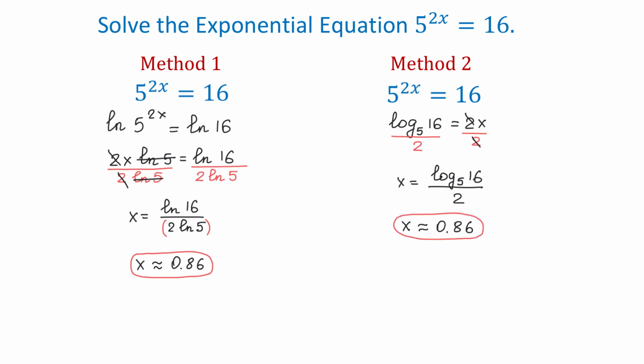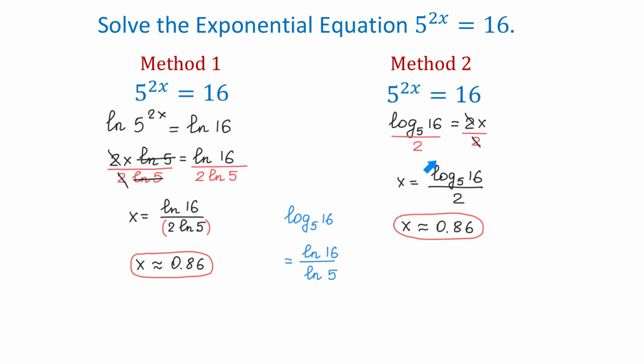0.86. Now, if your calculator has only common and natural logarithms, then we will need the change of base formula to rewrite the log base 5 of 16. So if we use the change of base formula and the natural logarithm, then we will write log base 5 of 16 as natural logarithm of 16 over natural logarithm of 5.